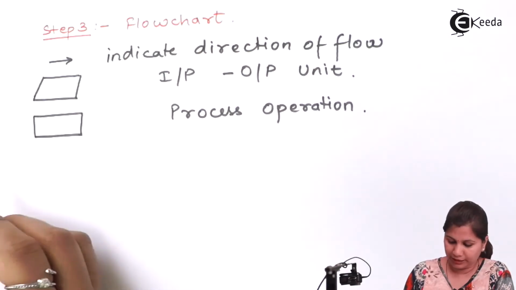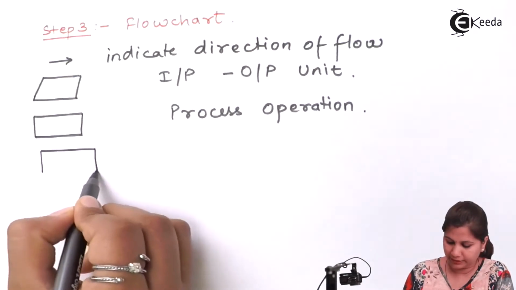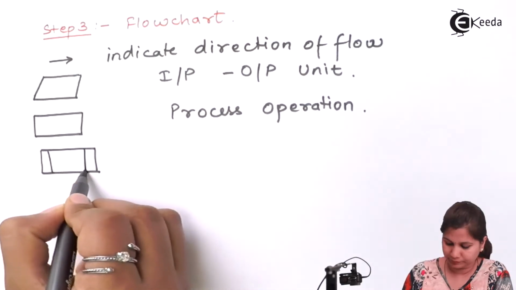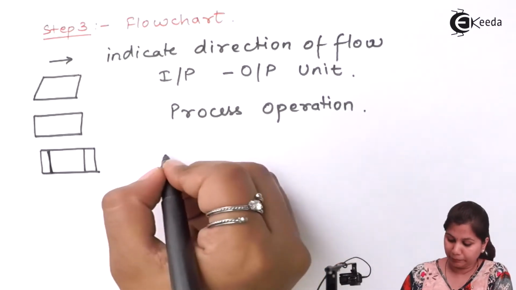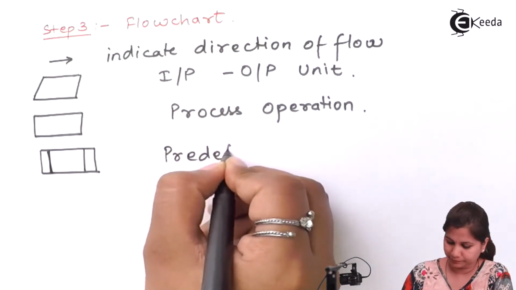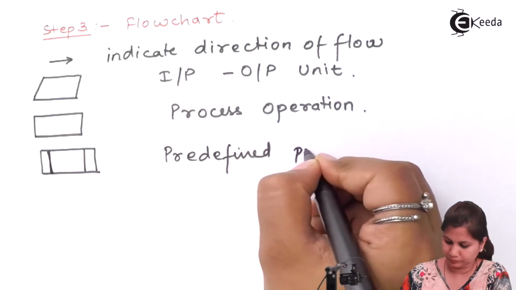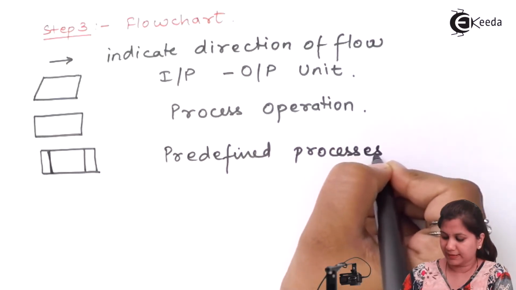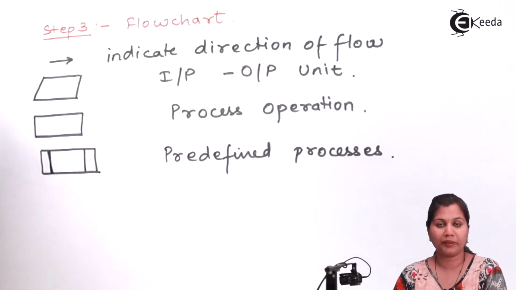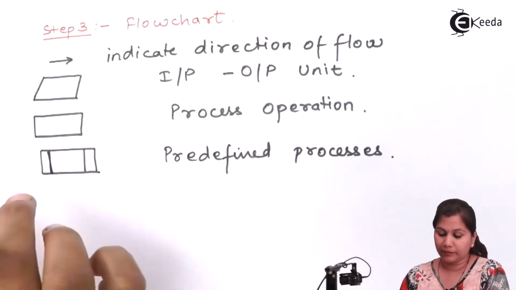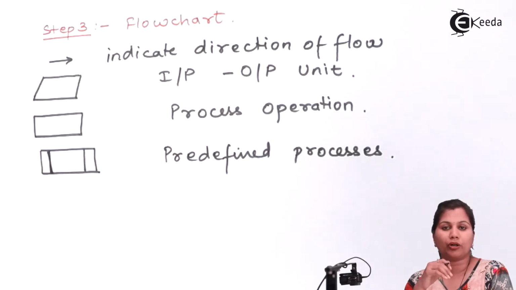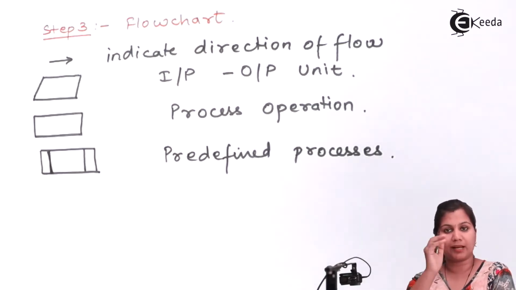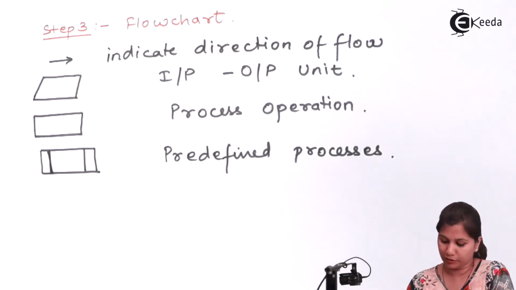Okay. After that, you are having a double-sided rectangle. This double-sided rectangle defines the predefined process. Predefined processes like if any subroutine is to be executed, okay, so that subroutine is predefined, that whenever you are going to call this or you are going to execute this interrupt, then this subroutine will be executed.